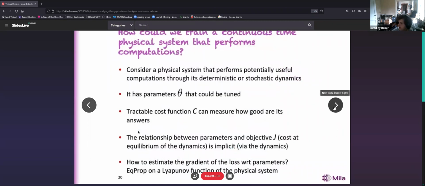Okay. So this is what Eloy was asking about early on. So this is getting towards a continuous time physical system that performs computations using this equilibrium propagation method. Let me see. I believe all that Yeshua is arguing here is that equilibrium propagation is a method which could be used in a continuous time system.